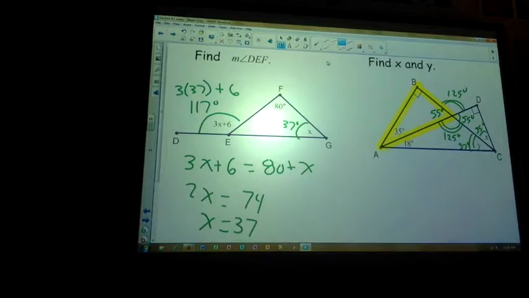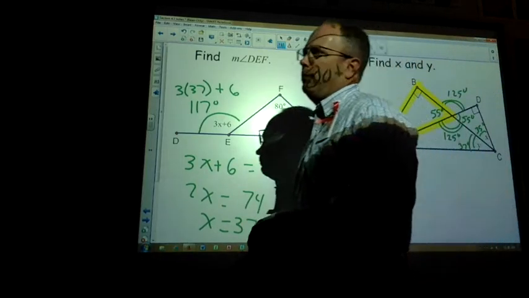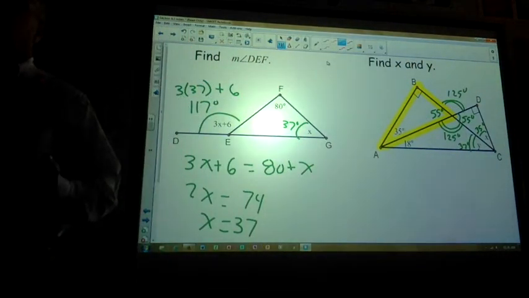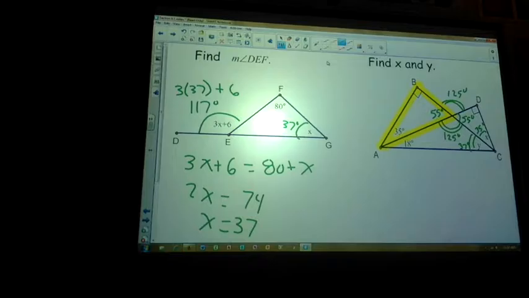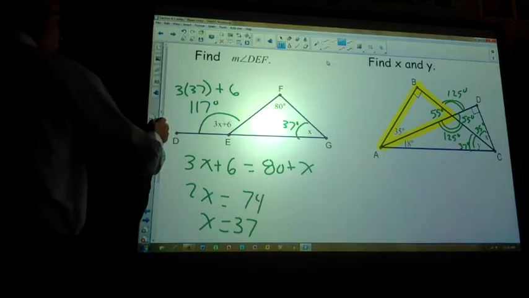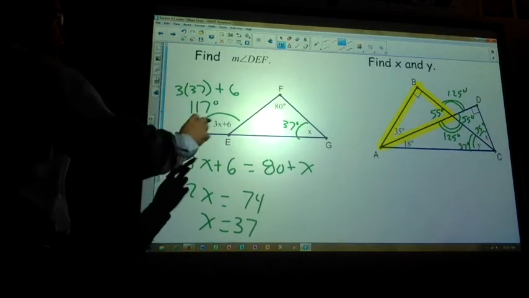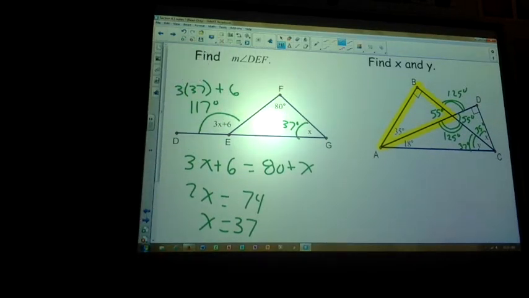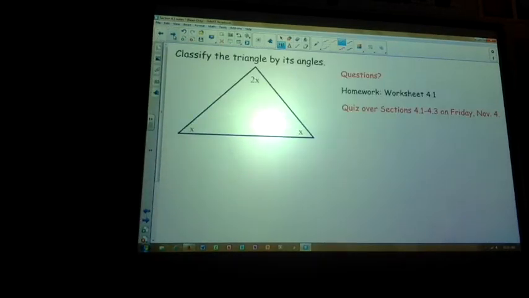They're going to put shapes on top of shapes, so use the knowledge you know. 180 is a big number to go with. The vertical angles are going to be big. That clear as mud? Cool. Questions?